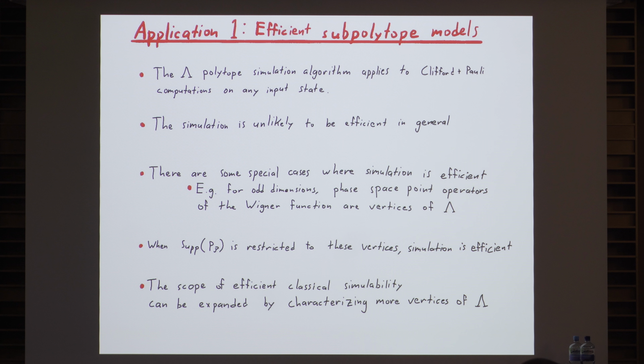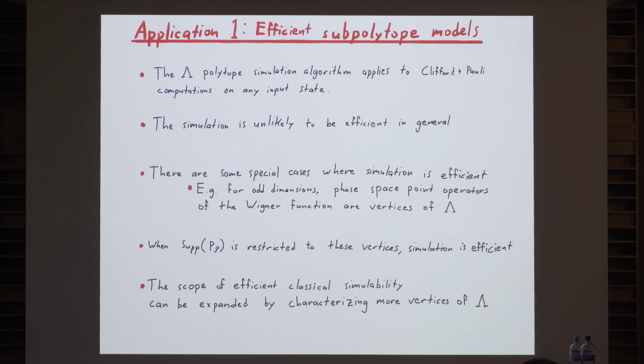So for example, in odd dimensions, we know that the phase-space point operators of the Wigner function are vertices of this polytope. So if your state happens to be inside the convex hull of just those vertices, then you get the Wigner function simulation back again. And you can generalize this idea.